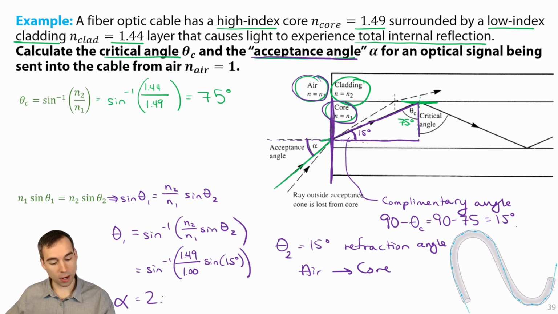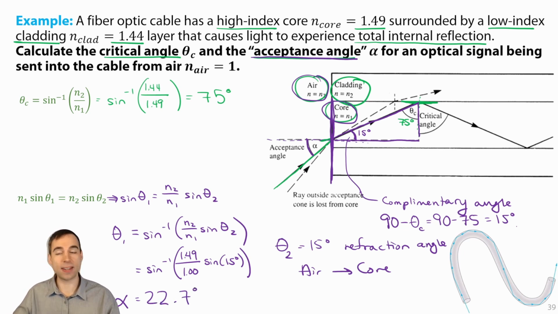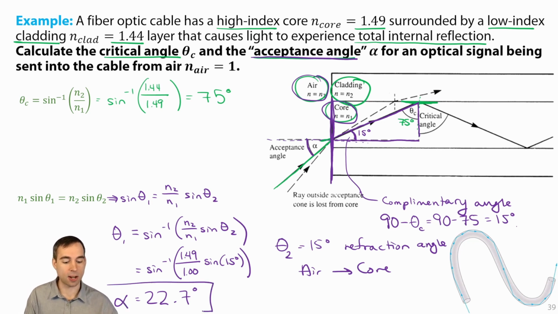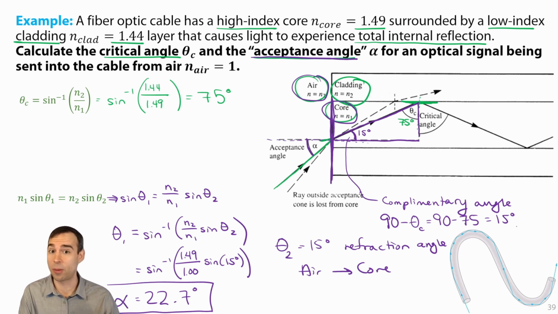And so for our acceptance angle alpha, we end up getting 22.7 degrees. That's essentially the angle that the light ray has to come in at or lower in order to actually enter the core and be totally internally reflected. So that is called the acceptance angle, and we basically used the law of refraction and a little bit of geometry to figure that out.